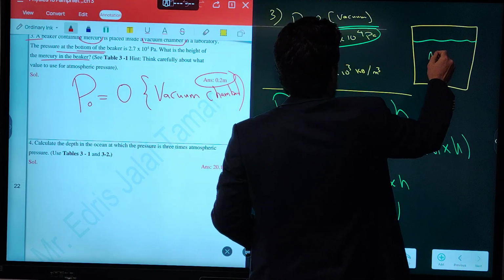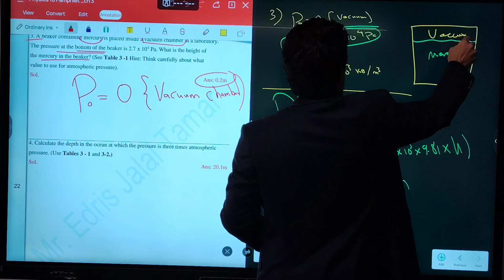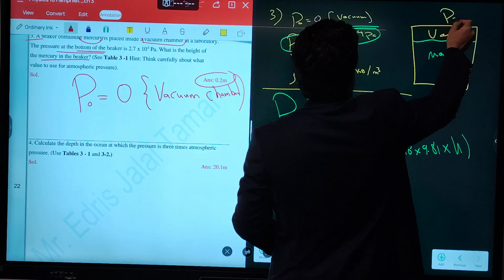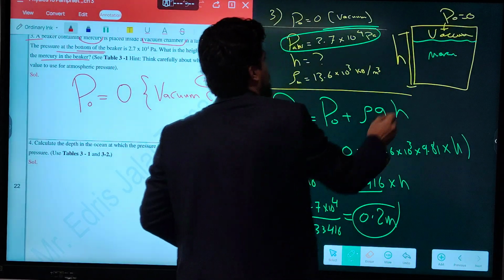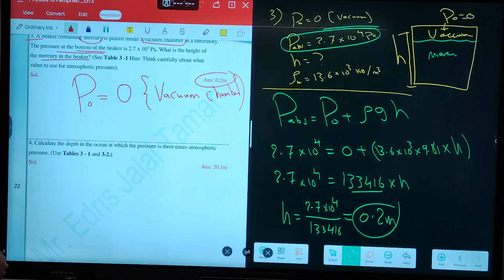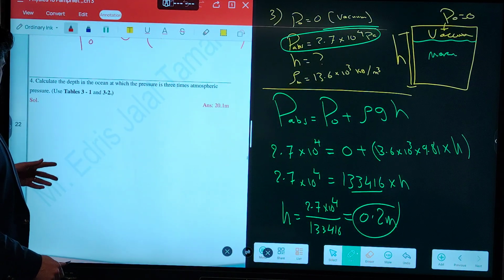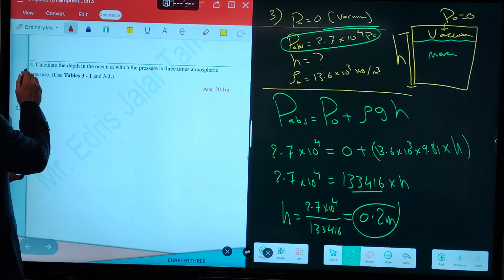Okay, this is a vacuum. There is mercury, and here is what? Vacuum. There is no atmospheric pressure, 0. Okay, so we found the height of the beaker in this question, which is 0.2 meter. Guys, look at question 4.